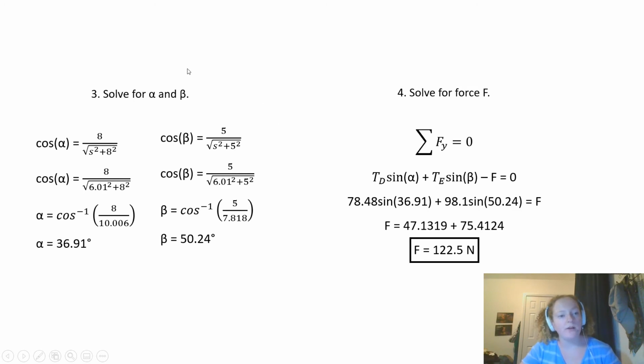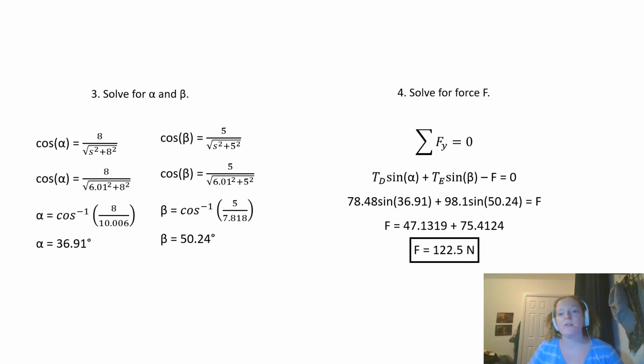And then we need to solve for alpha and beta to be able to get our force. Now that we know S, we can just sub that back into our cosine alpha and cosine beta equations. So for that, we have the inverse cosine of 8 over 10.006, which ends up with 36.91 degrees. And then for cosine beta, we have inverse cosine of 5 over 7.818, and that leaves us with 50.24 degrees.